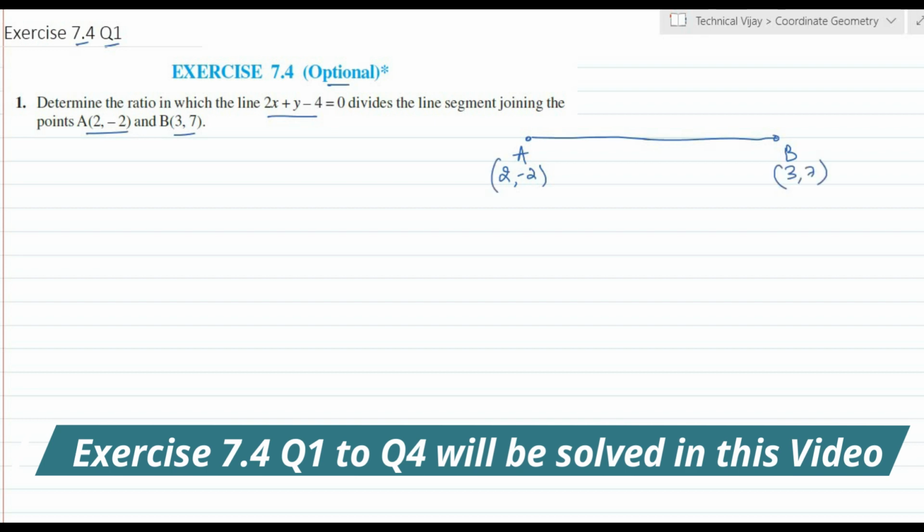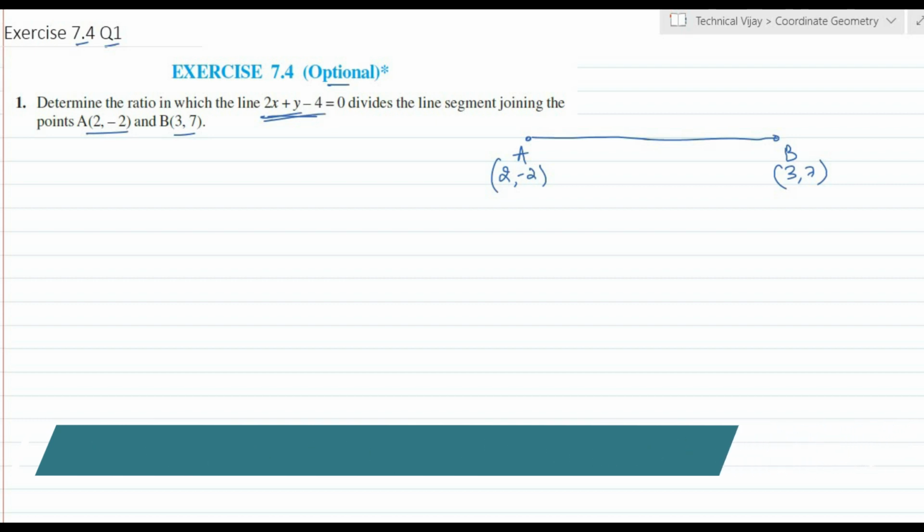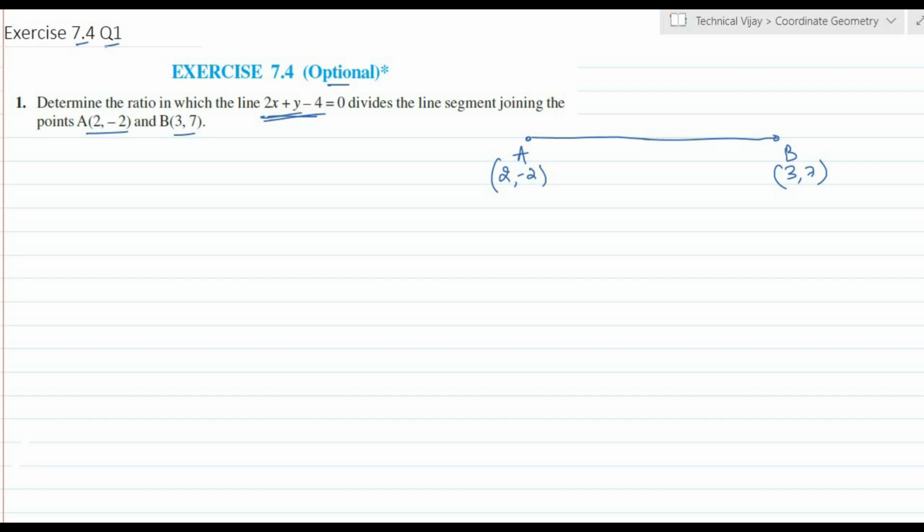And one more thing: this is a straight line, 2x plus y minus 4 is equal to 0. This is one of the straight lines which divides the line segment. So this will divide it at point P. The coordinates of P we don't know.